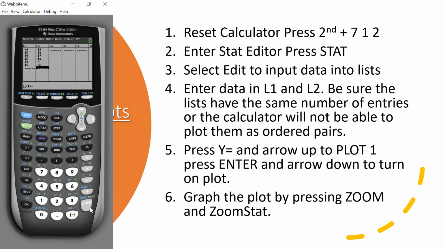All right. Step 5. So I know that on your activity, last time it says you have to click this and turn on. Step 5 is a shortcut of turning on your plot. To turn on your plot, you're going to press Y equals. And then you see where it says plot 1? You just arrow up to plot 1 and hit enter. And notice how it becomes bold. That means your plot is turned on.